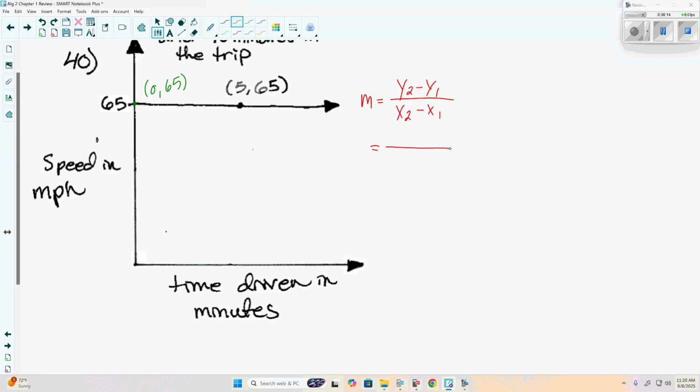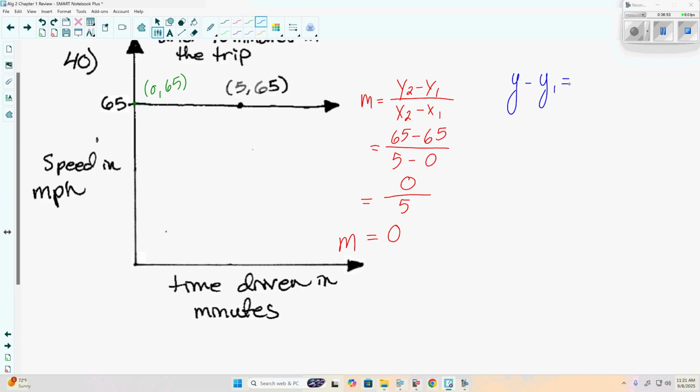What are the two y values? 65 and 65, and our two x values are 5 and 0. Now you could plug this into the calculator and it would simplify it for you. But if we do it by hand, 65 minus 65 is 0. 5 minus 0 is 5, and 0 divided by 5 is 0. We can have 0 on top of a fraction. We cannot have 0 on bottom. So the slope for us is 0.